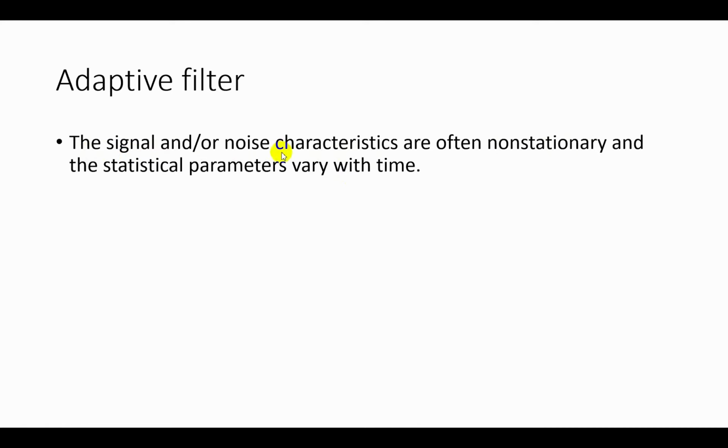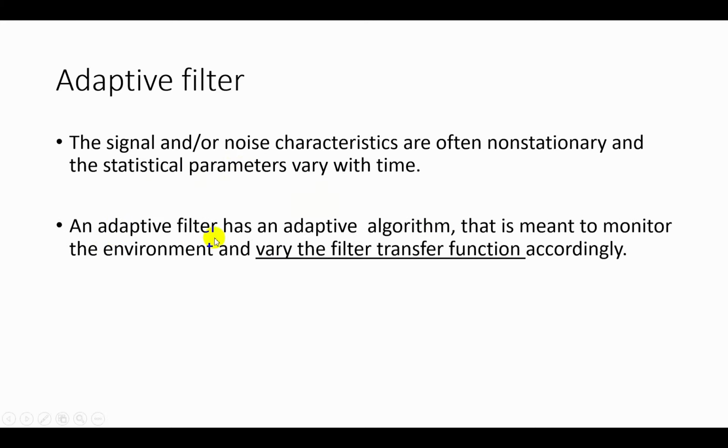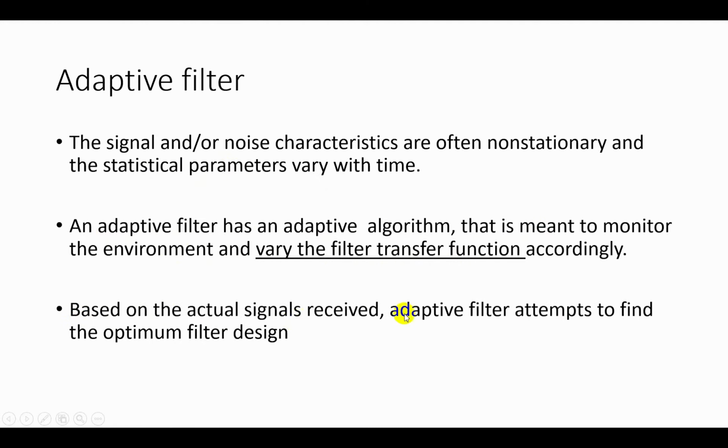Actually, the signal or noise characteristics are often non-stationary. That is, it is not stable, and the statistical parameters are varying with respect to time. So we are going to consider these parameters in adaptive filter. An adaptive filter has an adaptive algorithm which will vary the filter transfer function based on the environment condition. Also, based on the actual signals received, the adaptive filter attempts to find the optimal filter design. That is, it will try to minimize the error between the input and the desired signal.